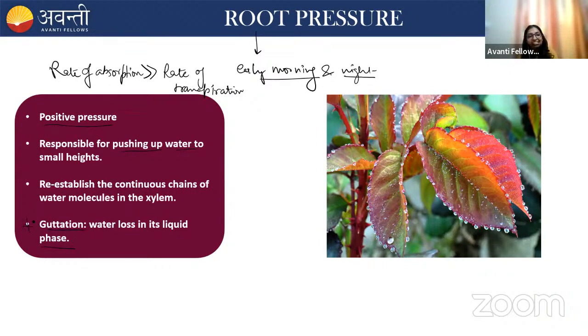And very important is guttation. Guttation is also due to root pressure. You can see these liquid droplets; it's because of guttation, the loss of water in the liquid form. Remember, I'm giving emphasis on this. When water is lost from the leaves or parts of the plant in the form of liquid, that is guttation. But if the water loss is in the form of water vapor, that is transpiration.